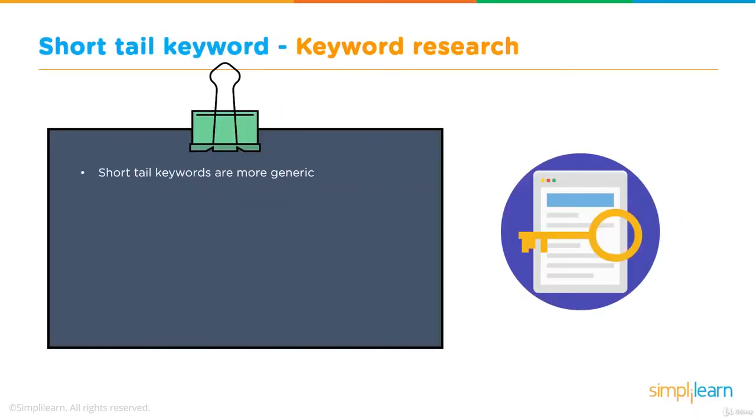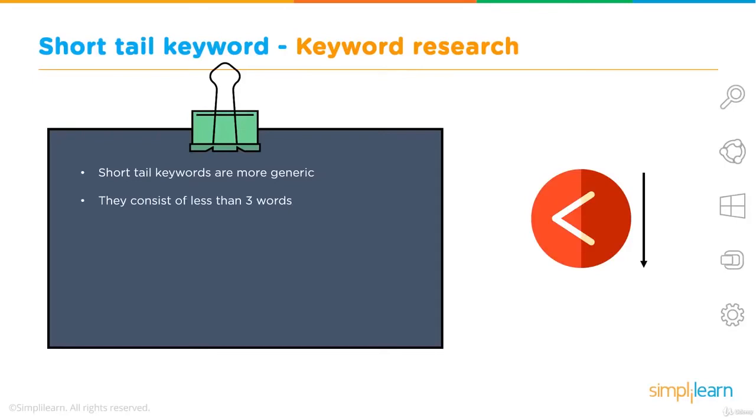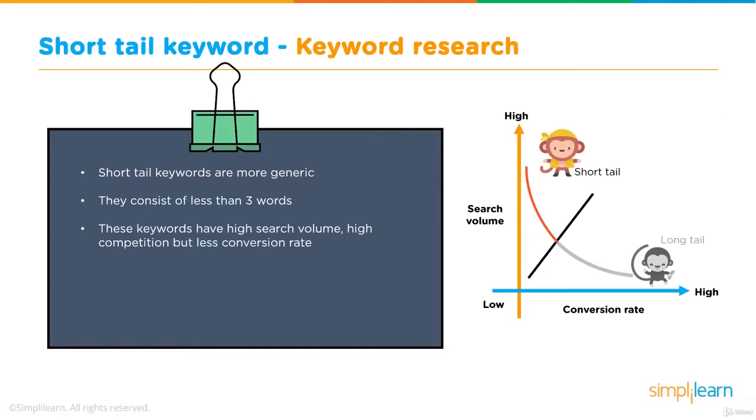So short-tail keywords are generic keywords. Generally, they're less than 3 words in a keyword phrase. For example, Italian restaurants. So short-tail keywords generally have very high search volume. That means that if somebody types in Italian restaurants, then there's going to be a large amount of volume with that, meaning that generally a lot of people type in the keyword Italian restaurants.